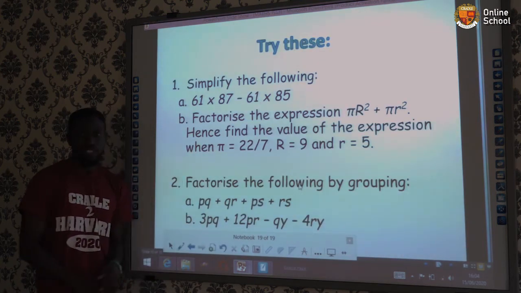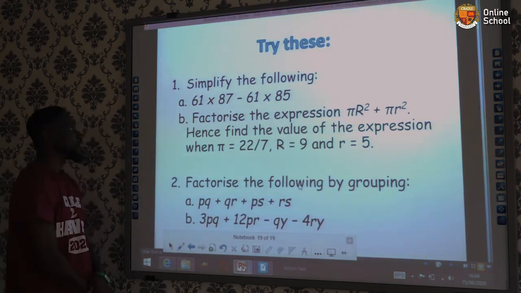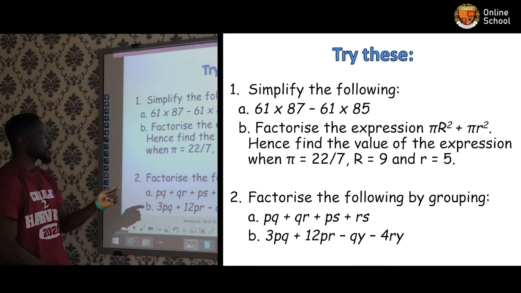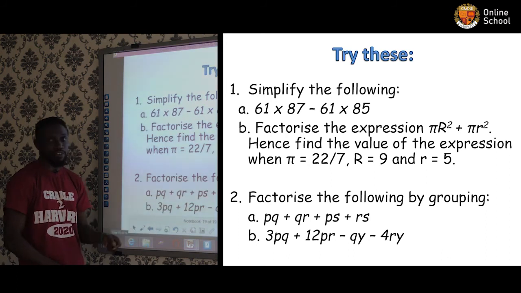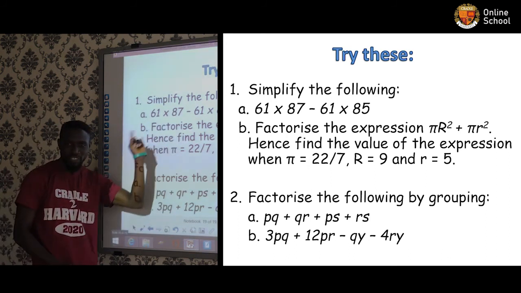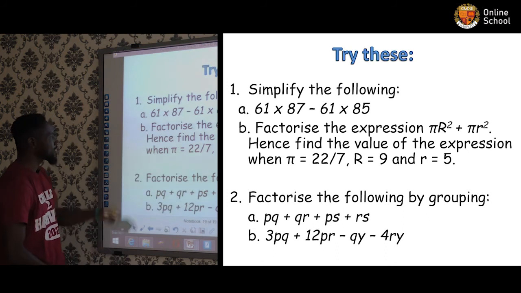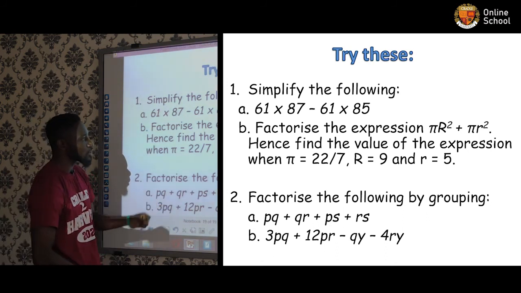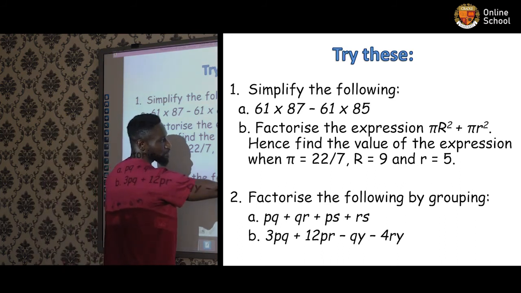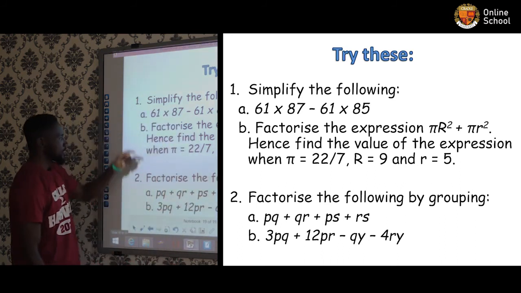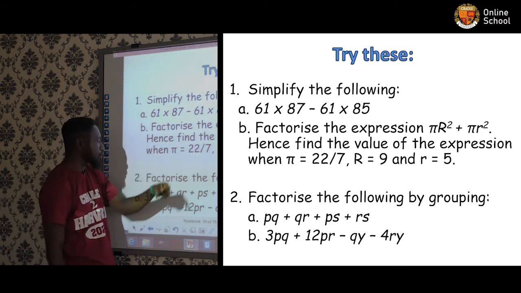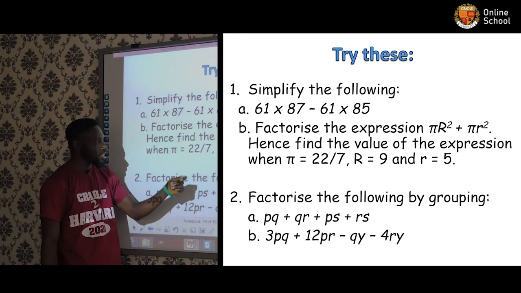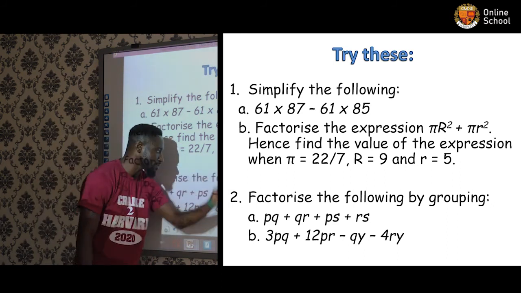Now, I want you to take this as an assignment. Try this at home. The first one says simplify the following: 61 times 87 minus 61 times 85. If you look at them, there is something common between them. Don't forget. The B says factorize the expression pi R squared plus pi r squared. Take note of the r. There is a big R and there is a small r. It said, hence, find the value of the expression when pi is given as 22/7, R is given as 9, and the small r is given as 5.